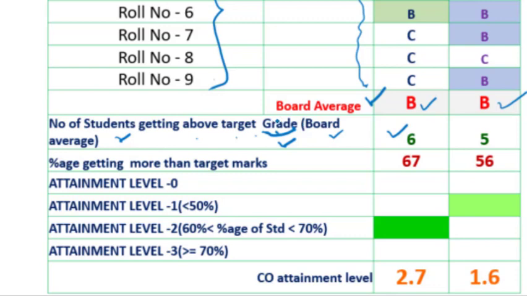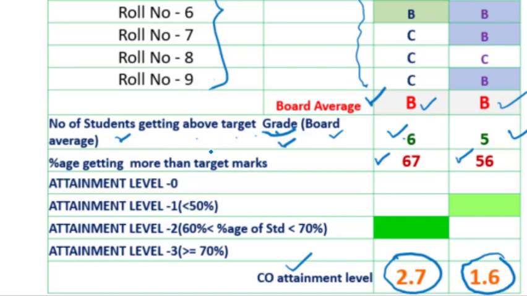scored marks more than the board average, or grade more than the board average in this subject. And in this subject, 5 students out of 9 have scored grades higher than the board average. So if it is 6, then the percentage becomes 67, and for this it is 56. And for 67, the CO attainment level for this course is 2.7. And for subject ME302, CO attainment level is 1.6.